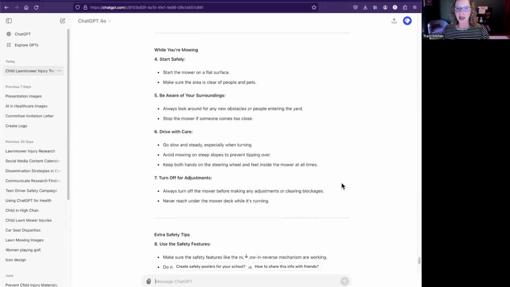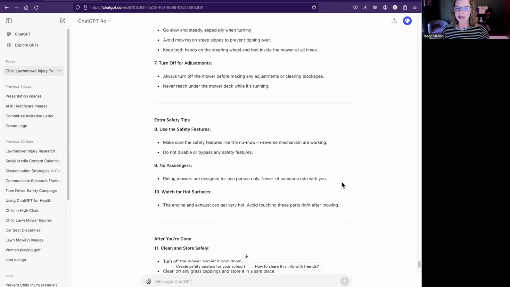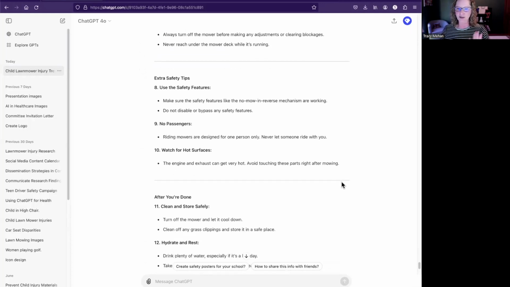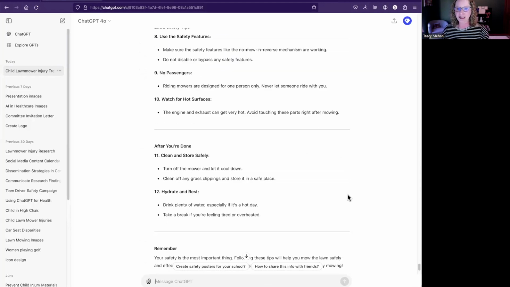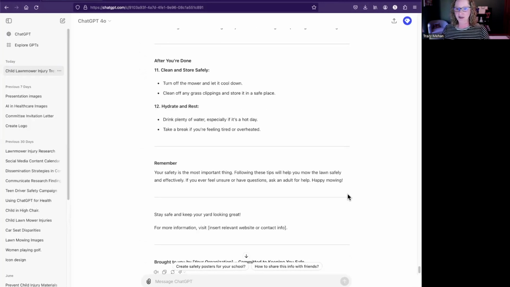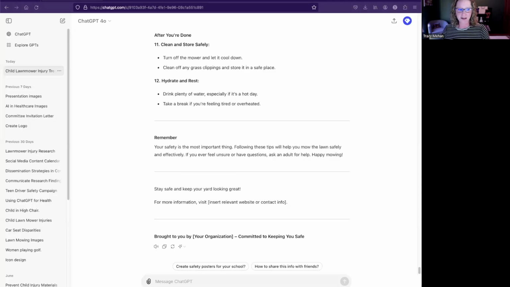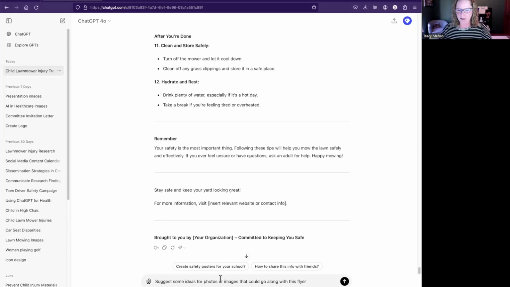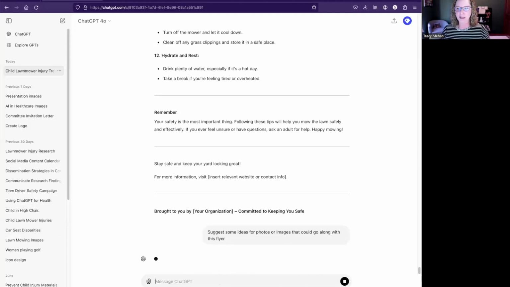And it puts it into different places. Sometimes it doesn't always distinguish between push mower and lawnmower, so we might need to do some work there. But it does a nice job with it, and it's a great place to start. In terms of images, this is text, right? So I wanted to see what it could help me with.